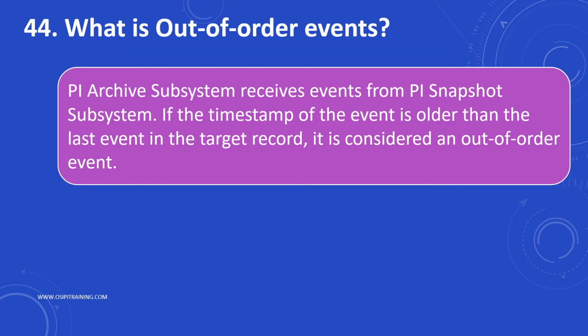What are out of order events? So the PI Archive subsystem receives events from the PI Snapshot subsystem. If the timestamp of the event is older than the last event in the target record, it is considered an out of order event.